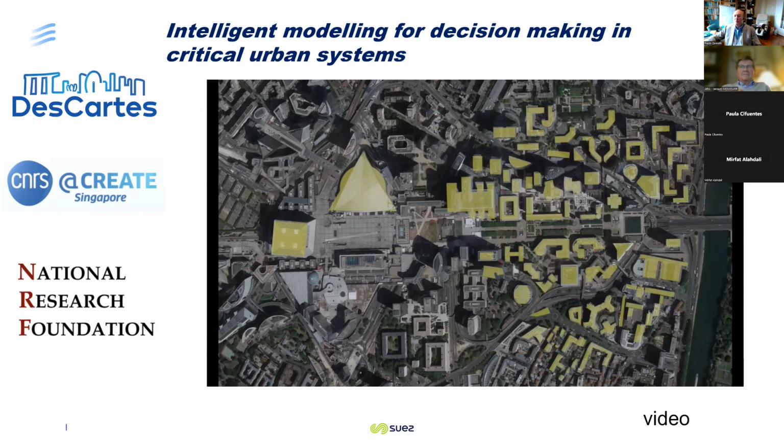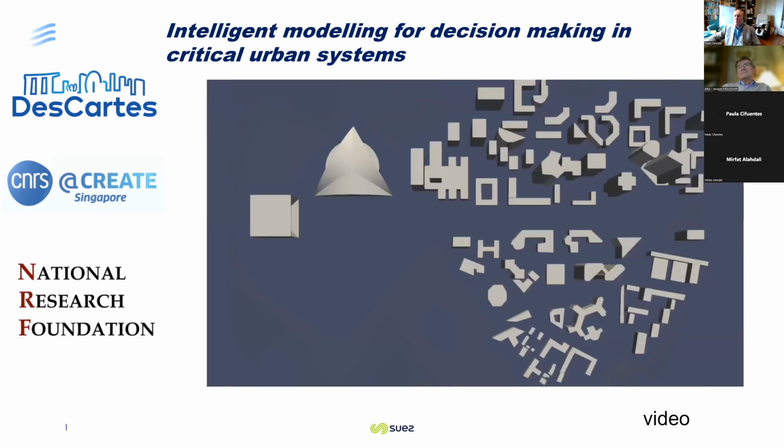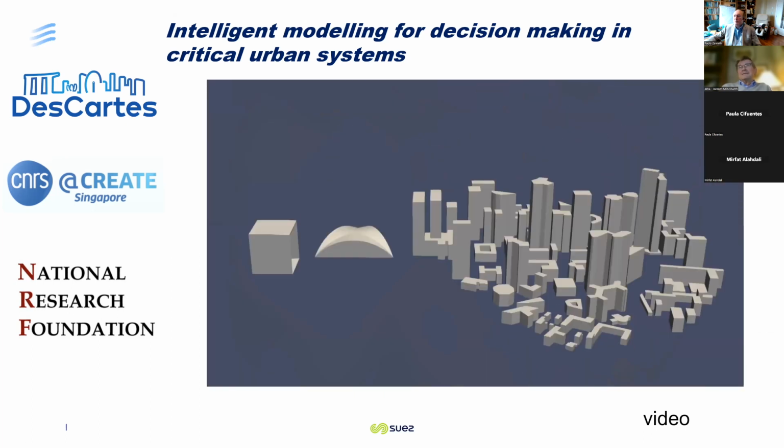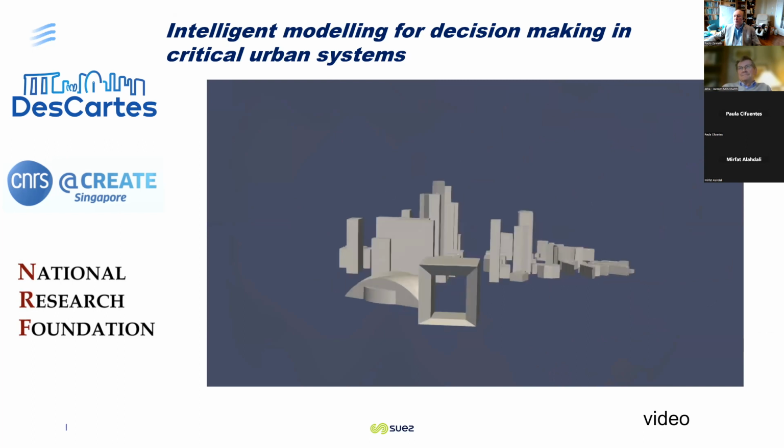Okay. So this is another use of this urban model.